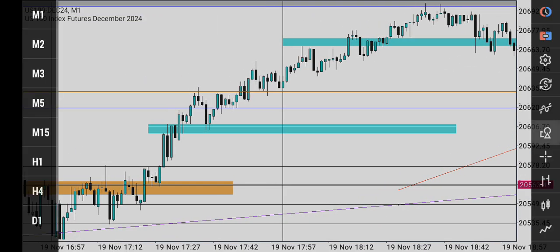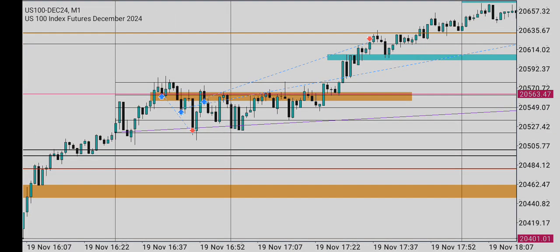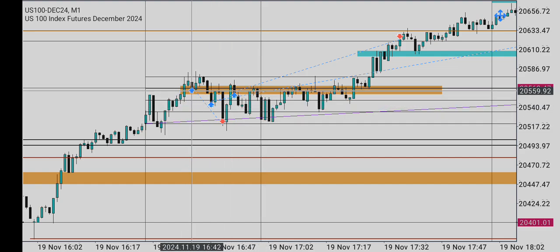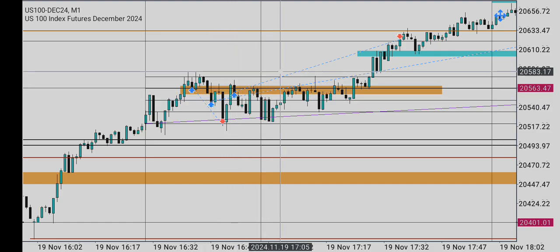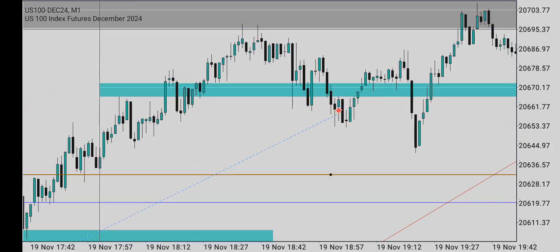I'll show you my entries. You see this, that was my first entry, and I got stopped out. This is the 50 level of that 15-minute fair value gap, right? And I also entered here. My first partial was at this relatively equal highs. I took my first partial here, and you see, the price was then dropping.